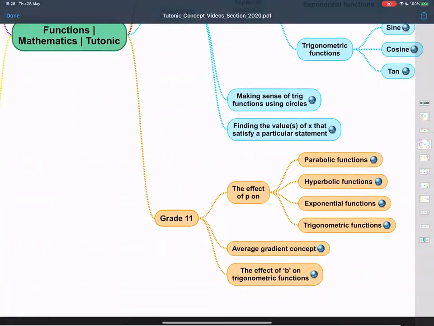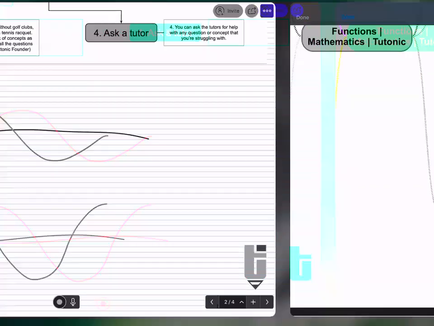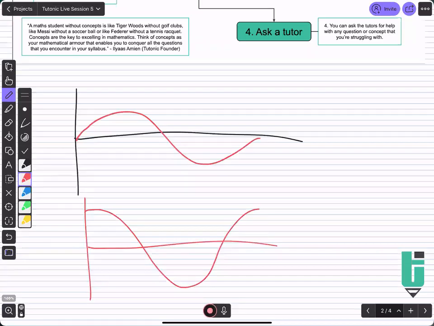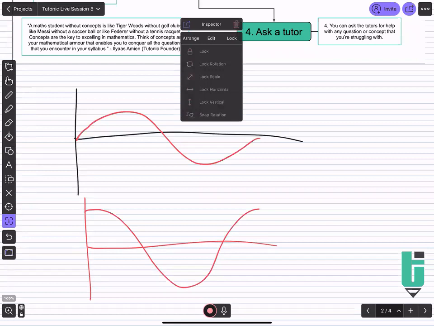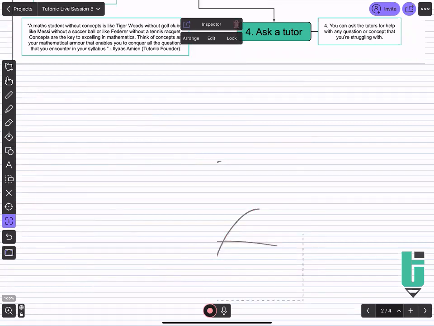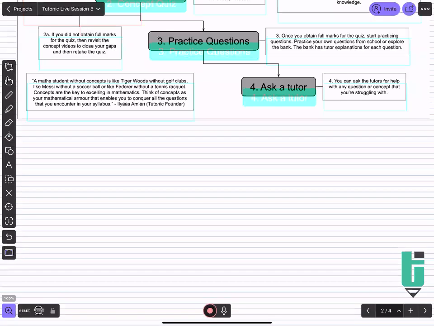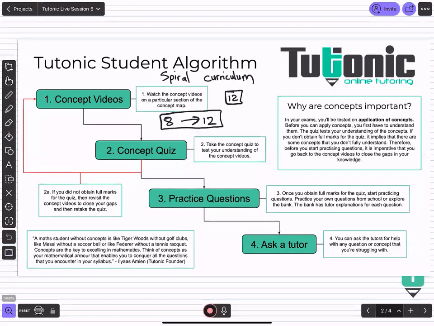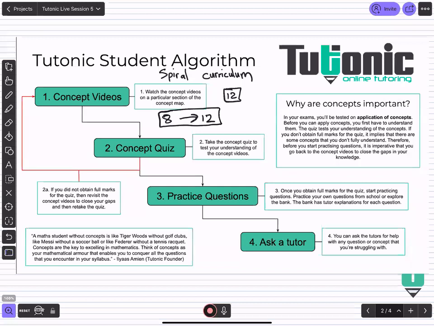So Tutonic is not just about learning maths. We actually want you to enjoy maths. And I believe if you understand the maths, you begin to enjoy it. And if you enjoy the maths, you work harder. And if you work harder, you tend to do better in terms of the marks. So if you look at the algorithm, you'll see that I say everything should start with the concept videos.